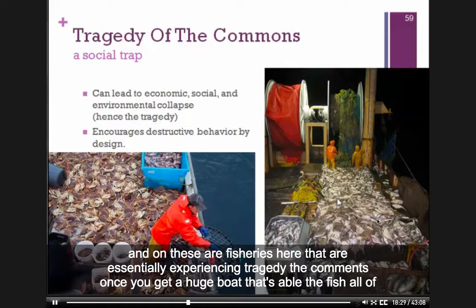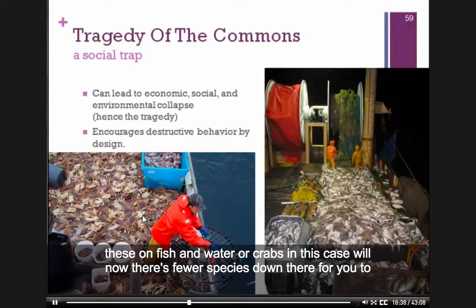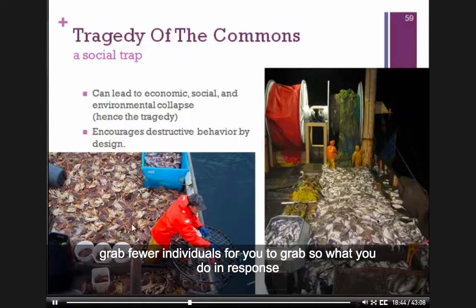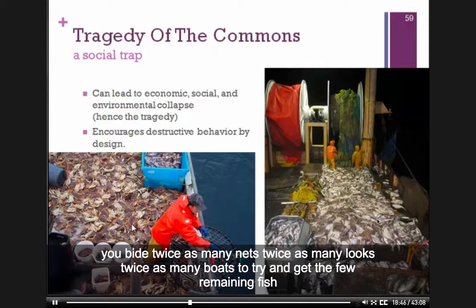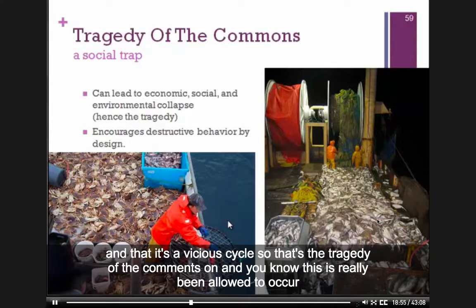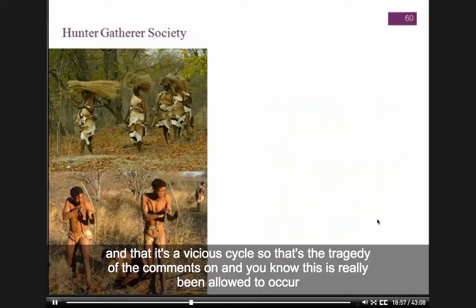And these are fisheries here that are essentially experiencing tragedy of the commons. Once you get a huge boat that's able to fish all of these fish out of the water, or crabs in this case, well, now there's fewer species down there for you to grab, fewer individuals for you to grab. So what do you do in response? You buy twice as many nets, twice as many hooks, twice as many boats to try and get the few remaining fish. And it's a vicious cycle. So that's the tragedy of the commons.